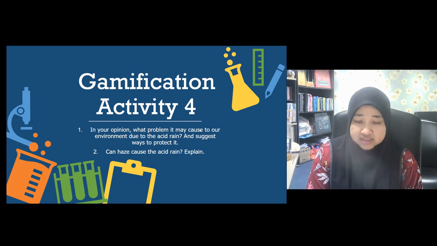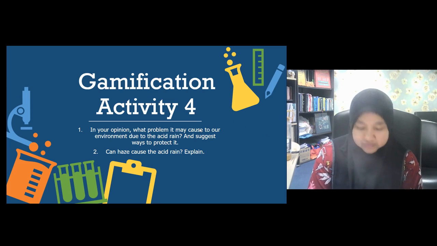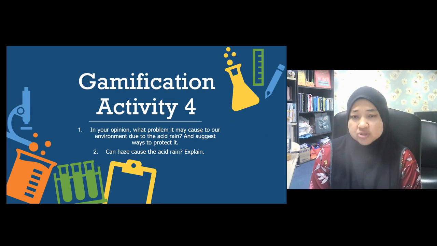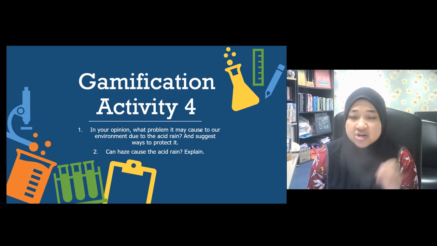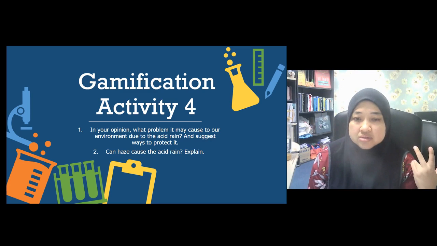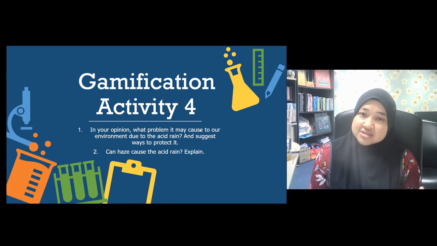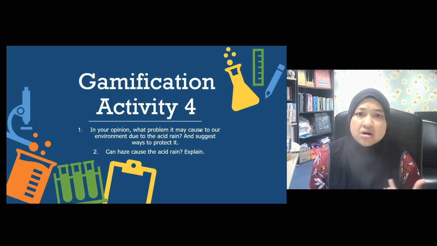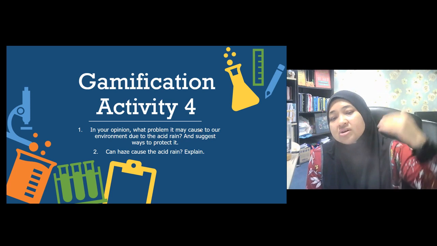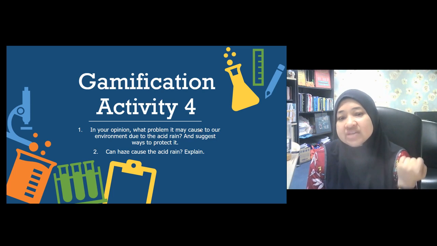All right. So this is another game activity for you. You need to answer this one and post your answer on ELIP. The first question: in your opinion, what problem may be caused to our environment by acid rain, and suggest ways to protect it. Here I said environment. It's not necessarily the sea. It can be anything in our environment. You can think about our building, our house, our car. That's also environment, because acid rain can cause a lot of damage.